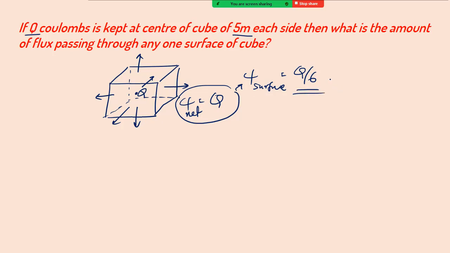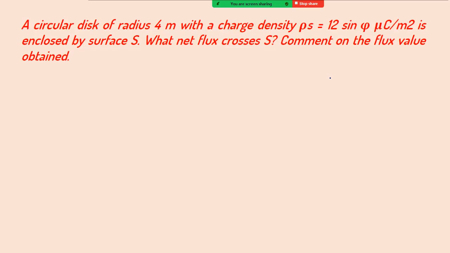Through one surface, how much flux is passing? Q by 6. If I ask through two surfaces, how much flux is passing? 2 times Q by 6. 3 surfaces means 3 times Q by 6. Like that, 6 surfaces means 6 times Q by 6, that is equal to Q. That is nothing but the total closed surface or the volume. Like that we can do.